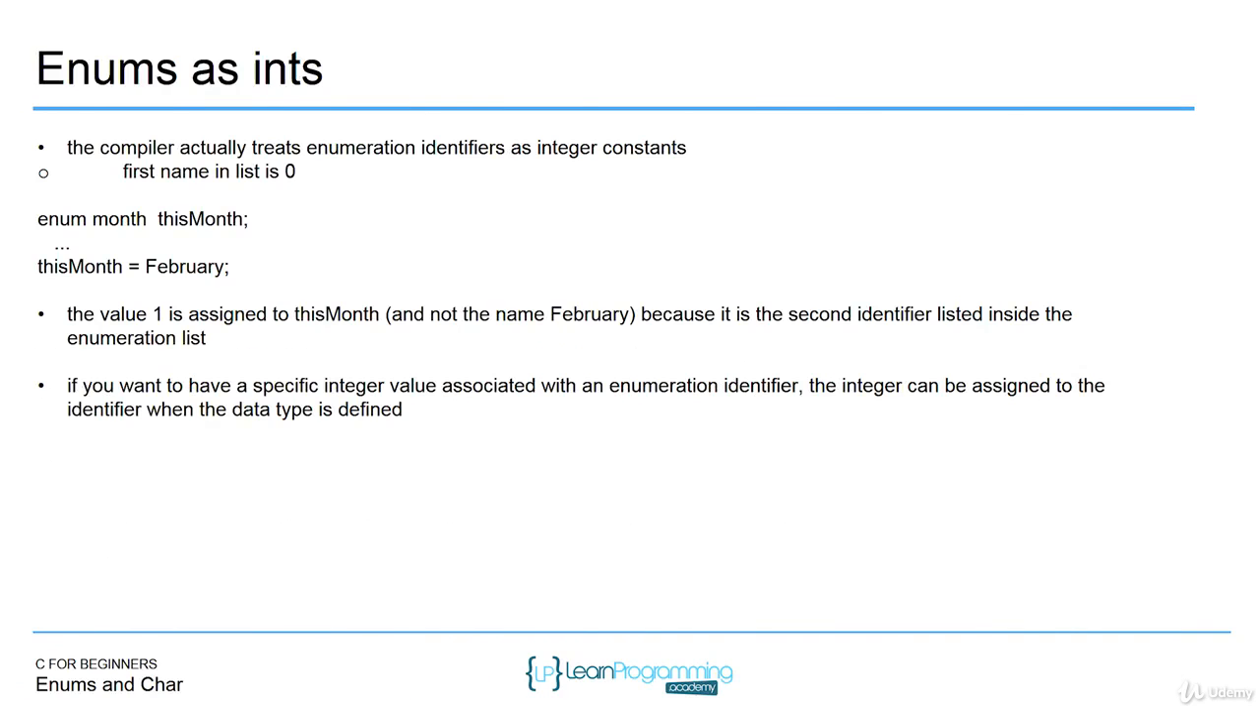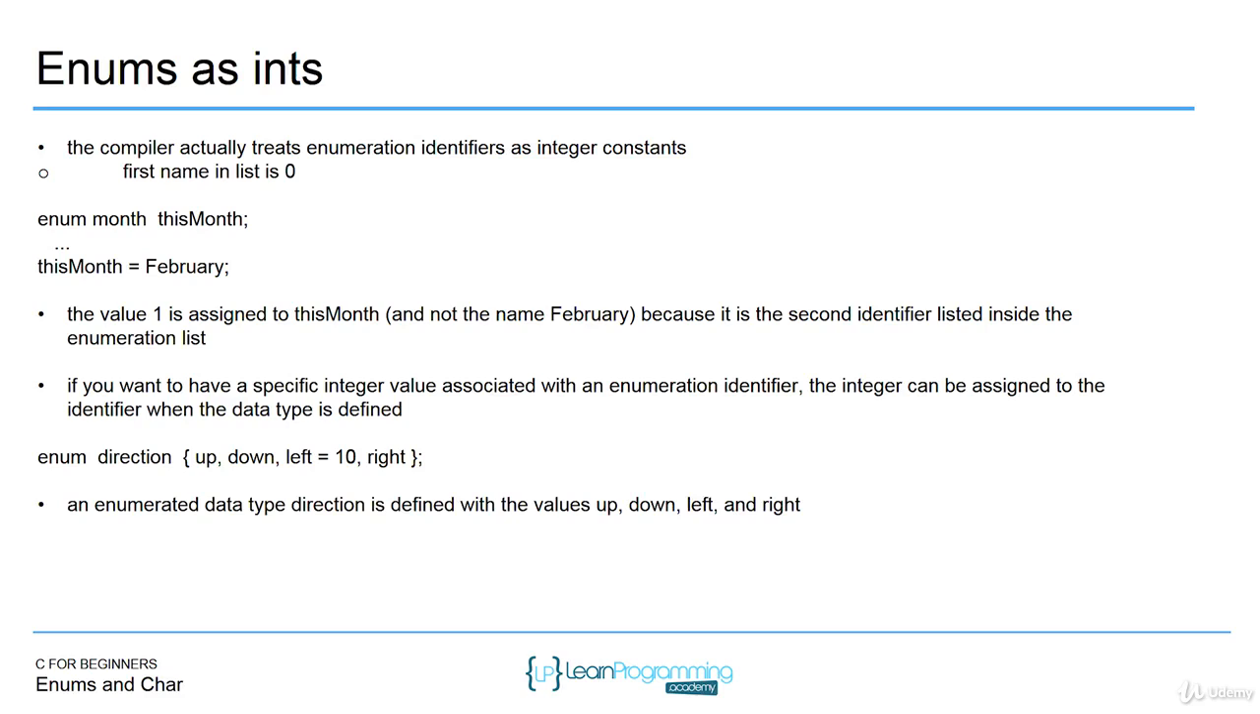Now, if you want to have a specific integer value associated with the enumeration identifier, you can explicitly assign something using the assignment operator when you actually define the type. So, for example, if we define a new enum of type direction, and we're saying that the valid values for direction are up, down, left, and right, you'll see that the third value, left, actually has an equals. That's saying that left is going to be equal to 10.